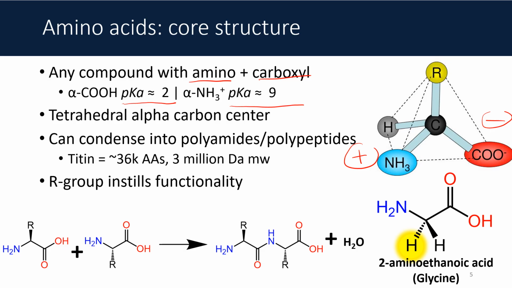Now, bridging both of these functional groups will be a central tetrahedral carbon center, and we sometimes call this the alpha carbon, which is a term that you should become familiar with. Tetrahedral alpha carbon center. And this arrangement of having an amino and carboxyl group attached to the alpha carbon allows for amino acids to polymerize into polyamides, aka polypeptides. And they will do so in the following manner.